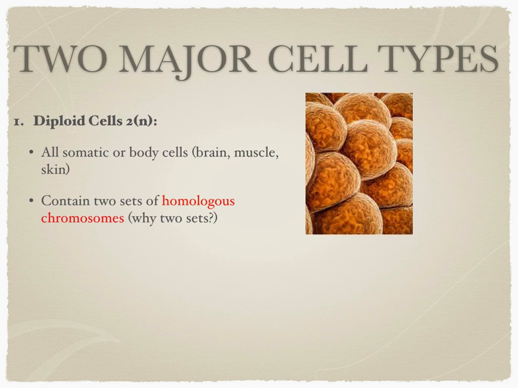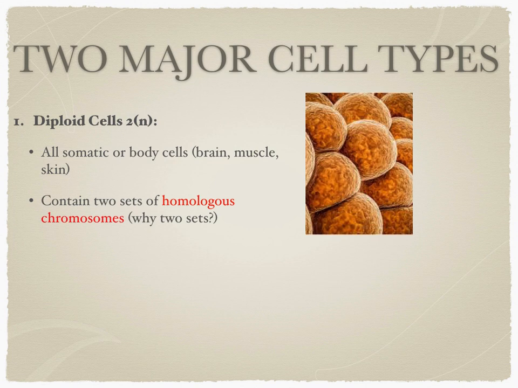Why do we have two sets of these chromosomes per cell? Well, you should know that obviously from the law of segregation in our genetics section. Two parents are going to donate a set each, so a new living organism would get two sets of chromosomes because they get one set from each parent.